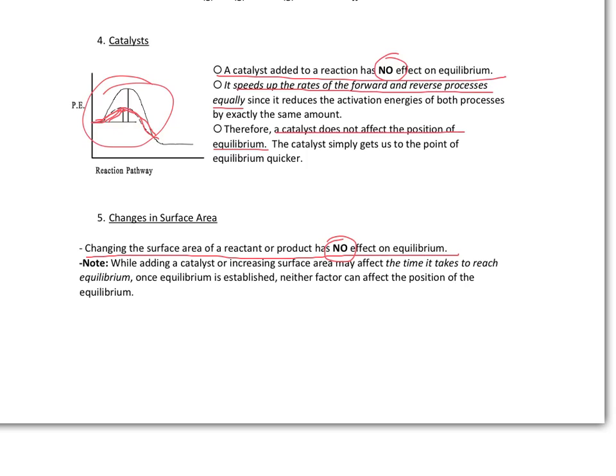The reason changing the surface area of a reactant or product has no effect on equilibrium is because, if you recall back to a change in concentration, pressure, or temperature, we've always been increasing or decreasing concentration, pressure, or temperature. If you change the surface area of a reactant and product, you're not actually adding any more or less of the reactant or product. You're just simply exposing more particles. However, the total number of particles remains constant and therefore it will have no effect.